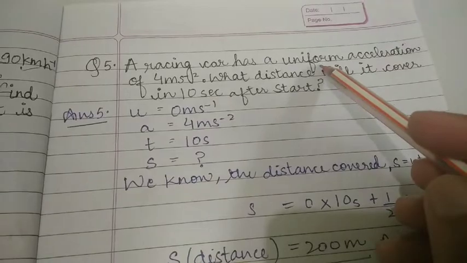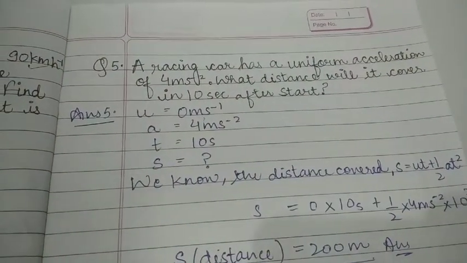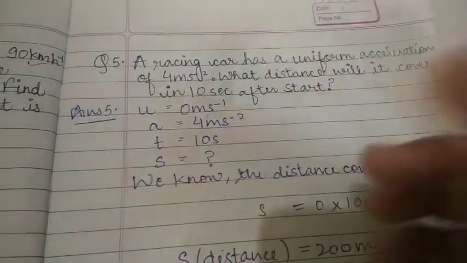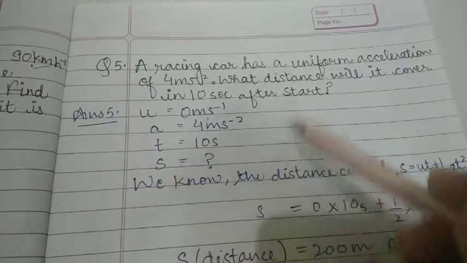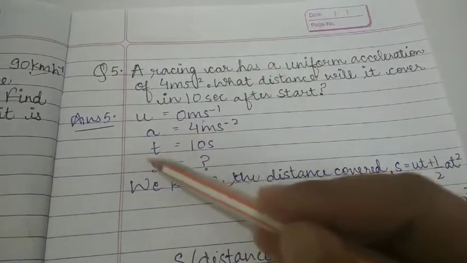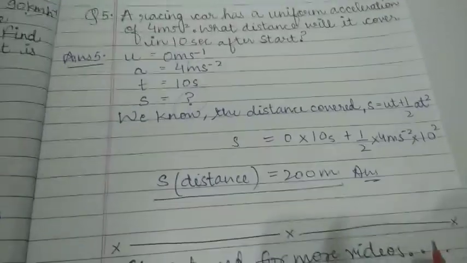Initial velocity is given to you as 0, because it is not written anything that it is moving at this speed or that speed. So you can just put it as 0 meter per second. Acceleration is given to you as 4 meter per second square. Then time is also given to you, that is 10 seconds, and distance you have to find out. So that is why I have written a question mark here, right?